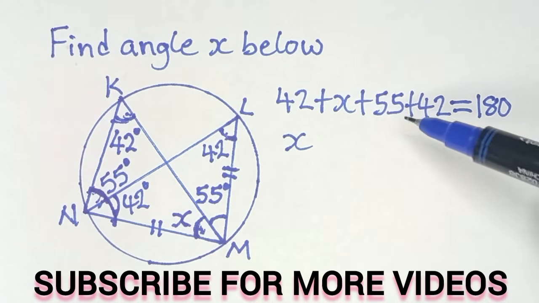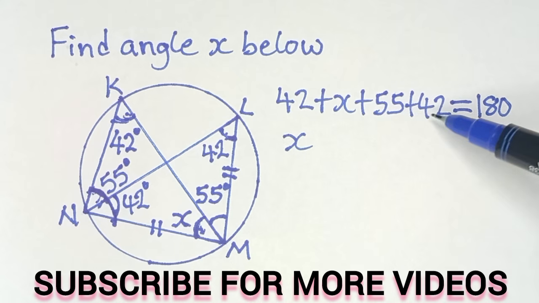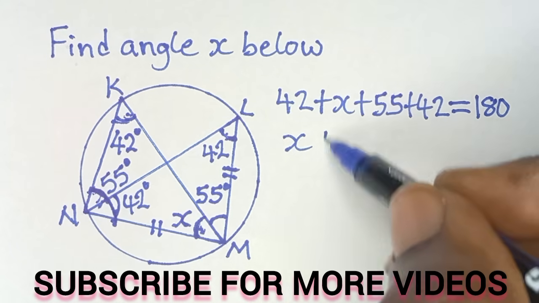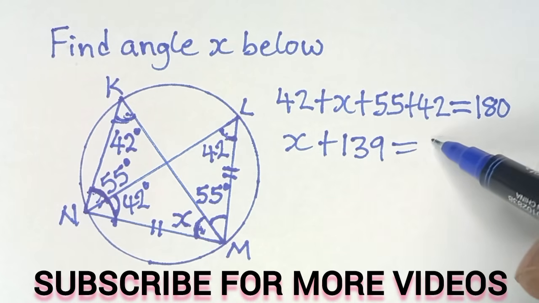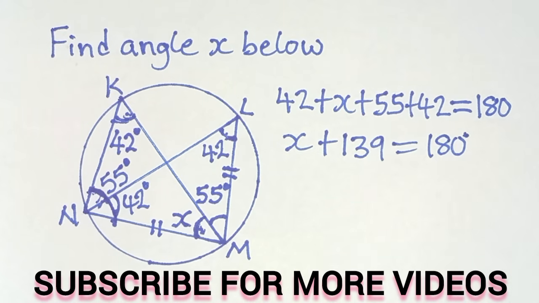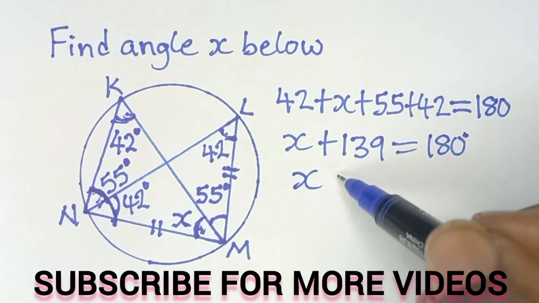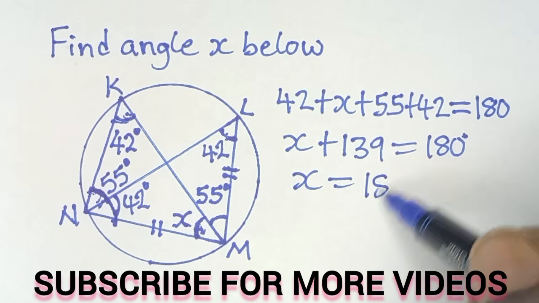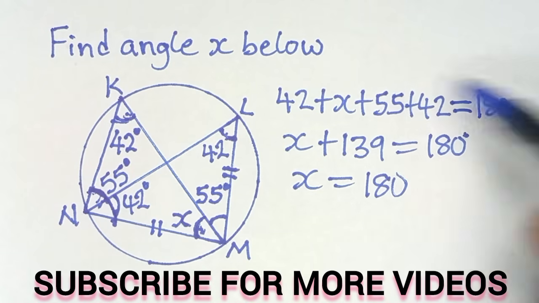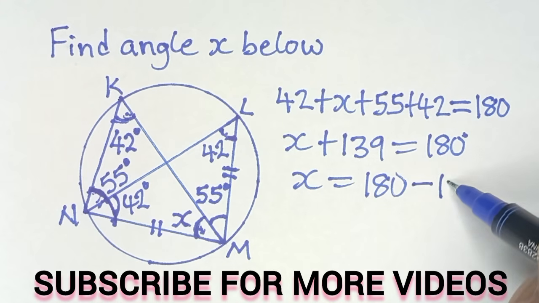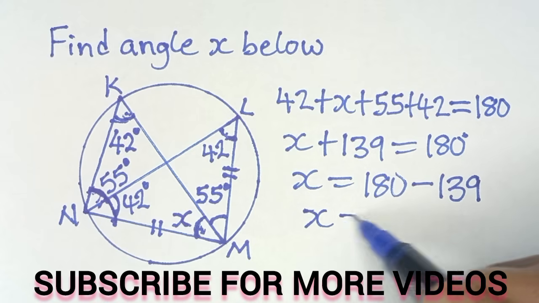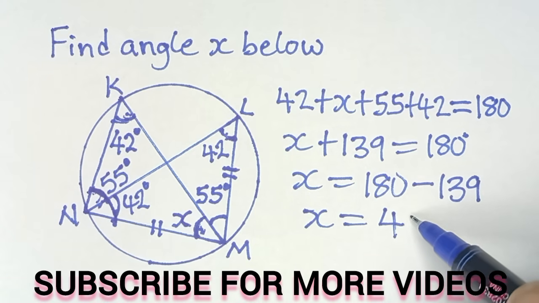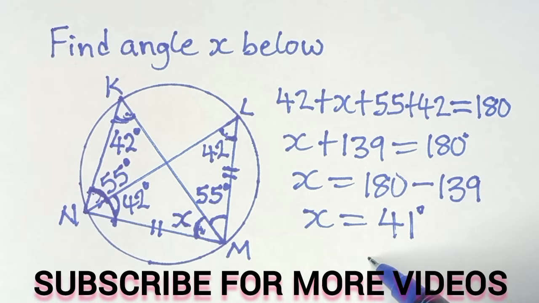42 plus 55 will give us 97. 97 plus 42 will give us 139. So X plus 139 is equal to 180 degrees. From there, x will be equal to 180. When this plus 139 comes to this side, it becomes minus 139. And finally, we have angle x as 41 degrees, and that's the final answer.